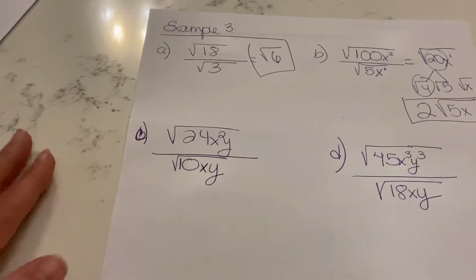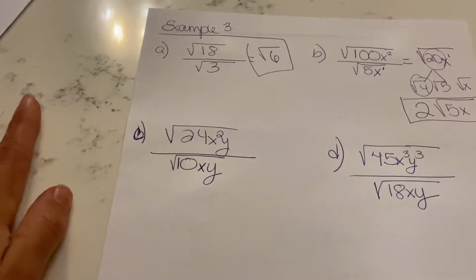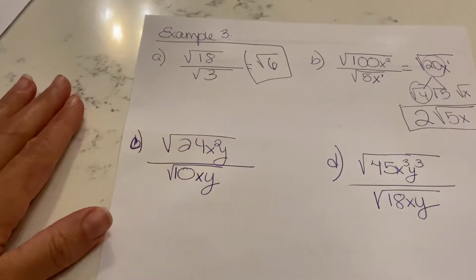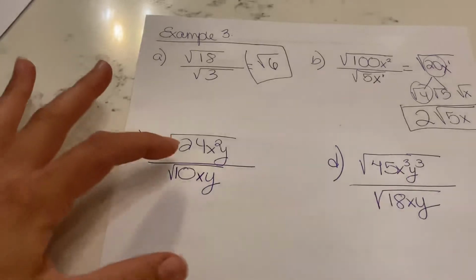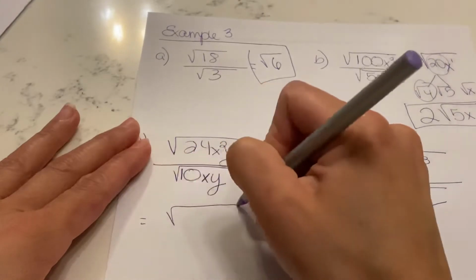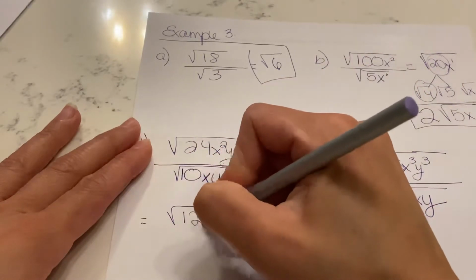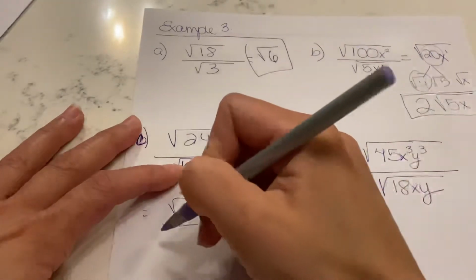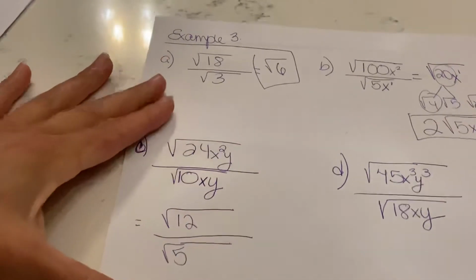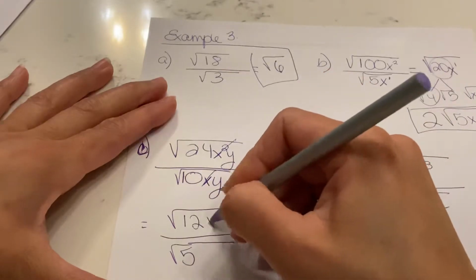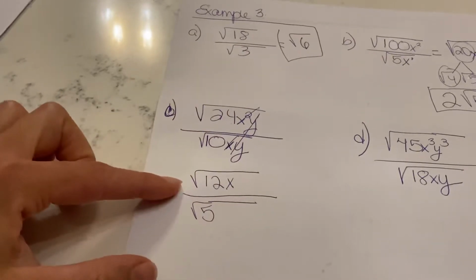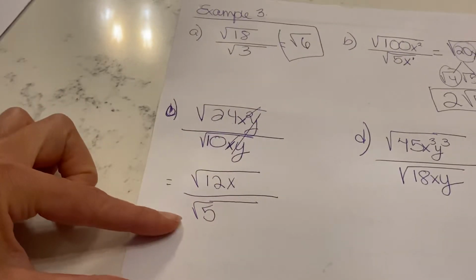Okay, so here, both numbers are inside the radical. You've got to ask yourself, do they have a factor in common? So does 24 have a factor in common with 10? And the answer is 2, right? So because they have a factor of 2 in common, I'm going to divide the 24 and the 10 by 2. So 24 divided by 2 is 12. 10 divided by 2 is 5. Okay? Then I've got to say, okay, what can I do with the x's? All right, I'm able to divide, and I'm left with 1x here, right? And then the y's would just cancel. So I'm left with square root of 12x divided by square root of 5.